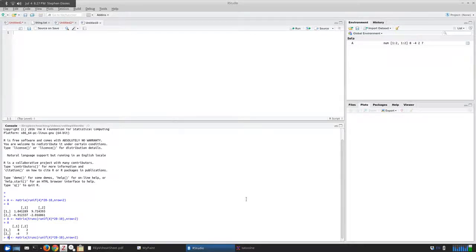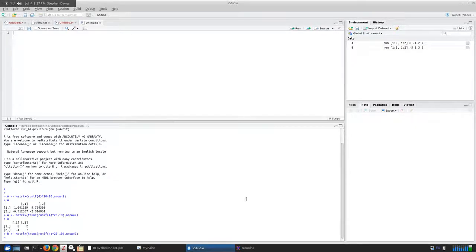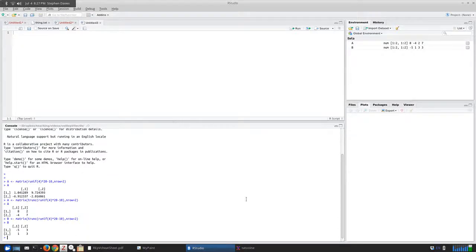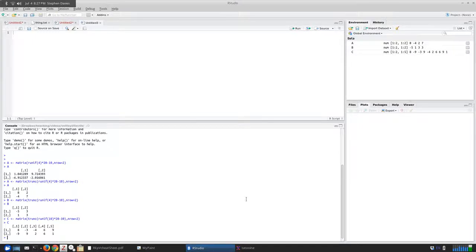Let's make another one, same formula here, get some different random numbers for B. And then I'm going to do one that's C, but I'm going to make it a little bigger. I'm going to make it 2 by 5 instead of 2 by 2. So now C looks like this, right?